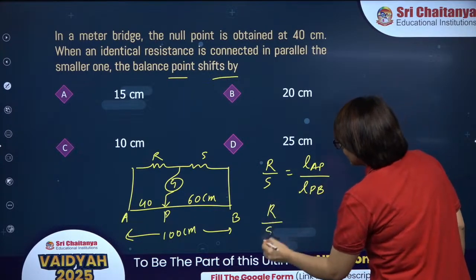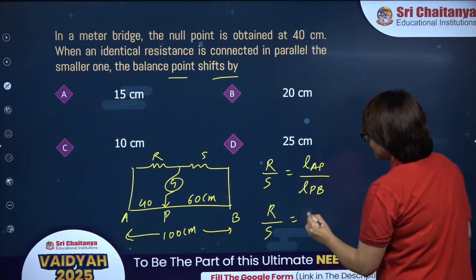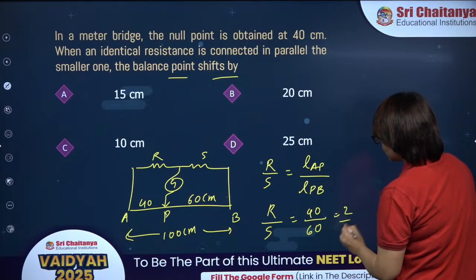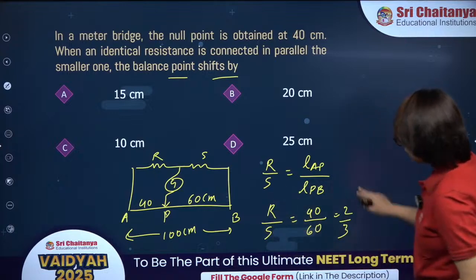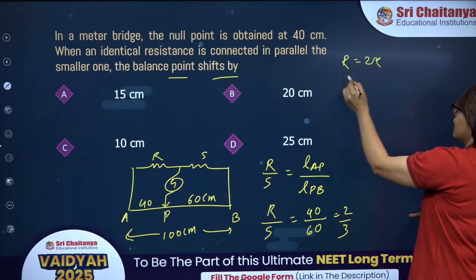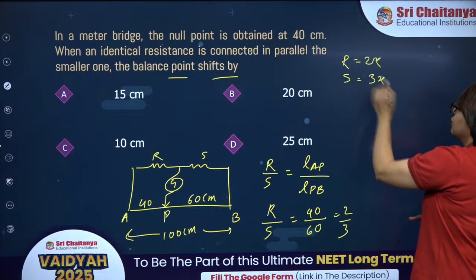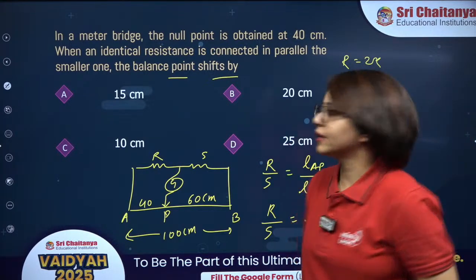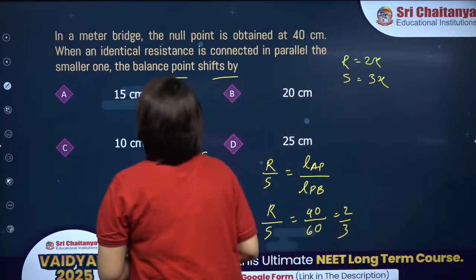So R upon S: the length of AP is 40 centimeter and PB is 60 centimeter, so it is 2 by 3. R upon S is 2 by 3. That means if R is 2x, then S is 3x. So out of these two, which one is smaller? R is smaller, right? Out of R and S, R is smaller.